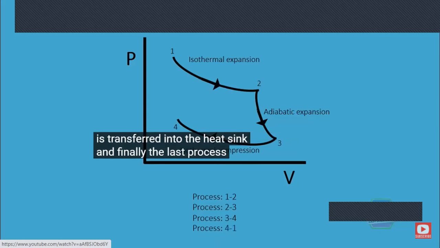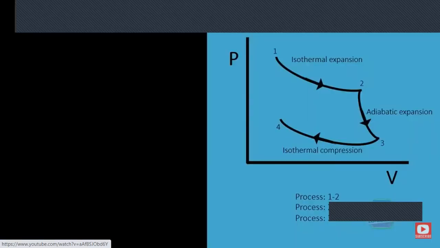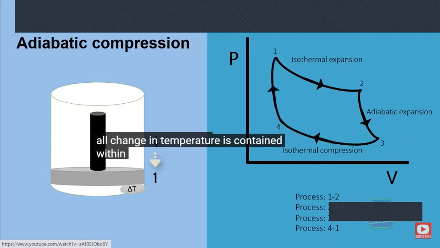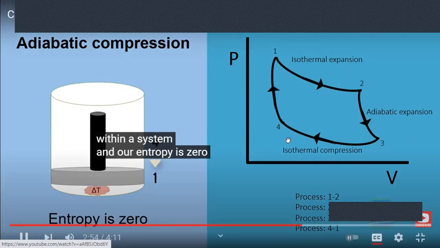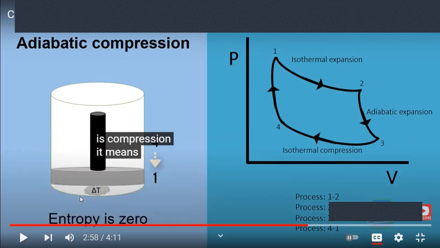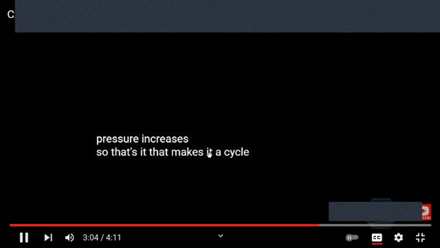Finally, the last process is called the adiabatic compression. Since it's adiabatic, all change in temperature is contained within the system, and our entropy is zero. Also, since this is compression, whatever available gas is there, that gas is getting compressed here. That means our volume decreases while our pressure increases. So that's it. That makes it a cycle.